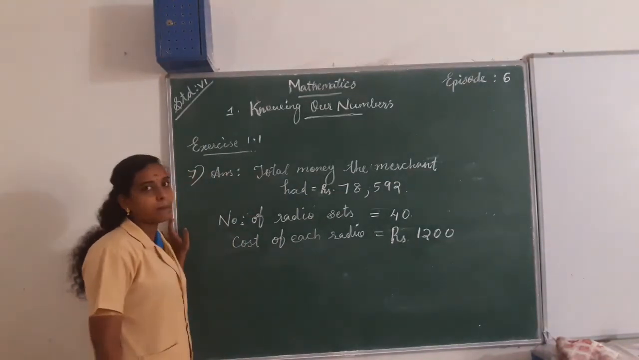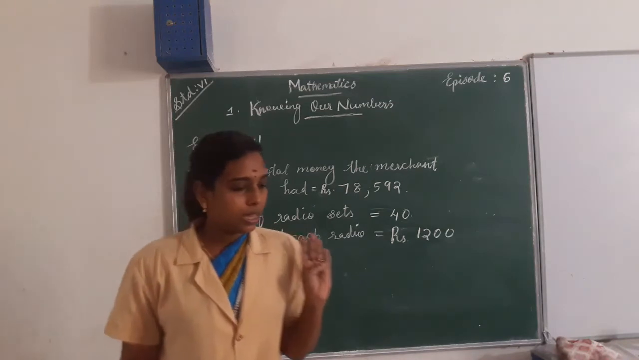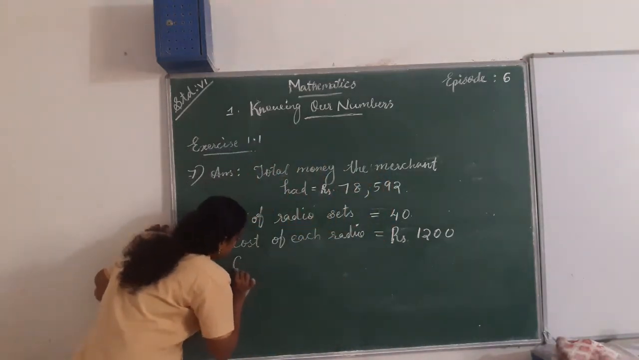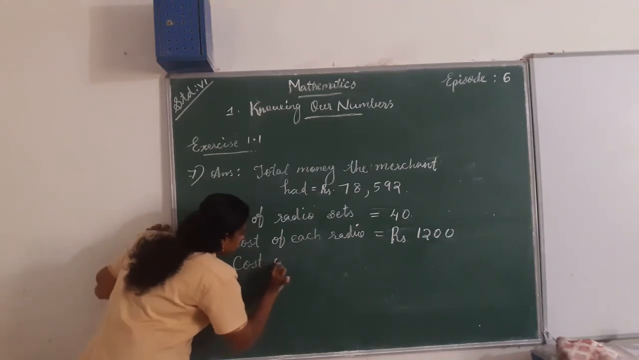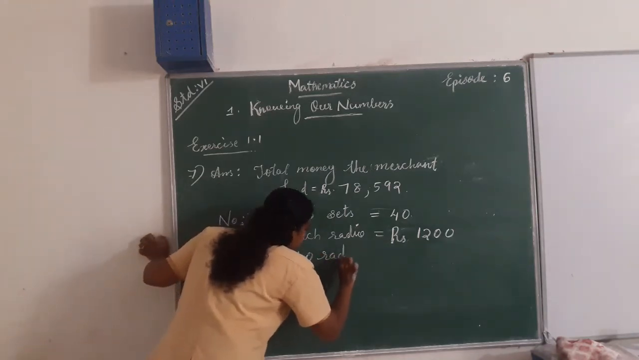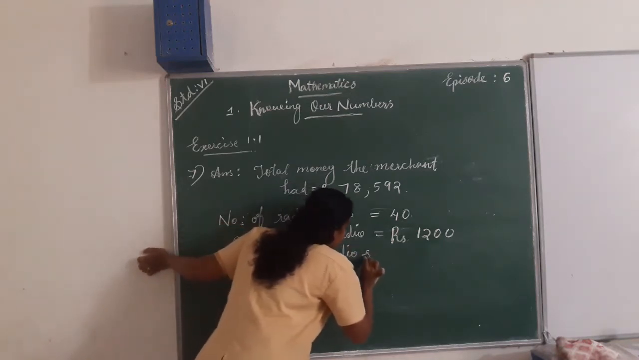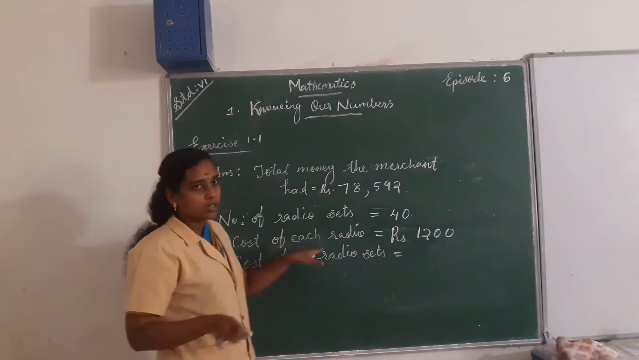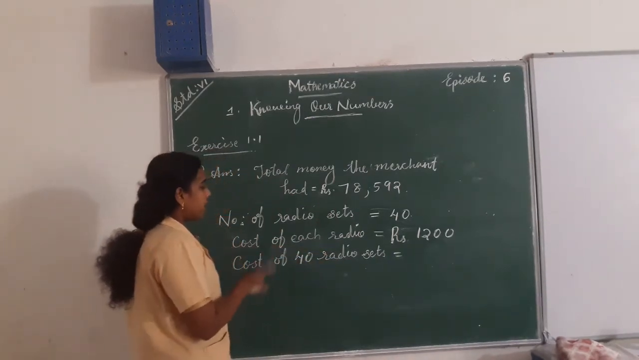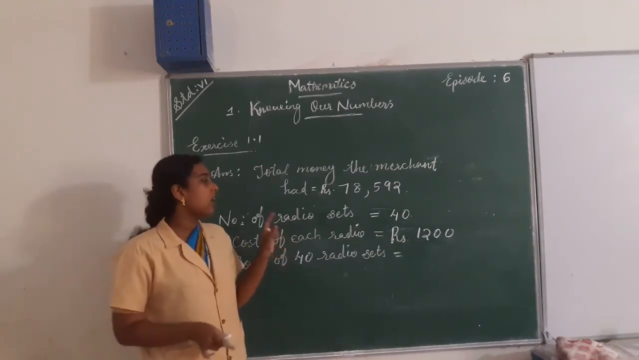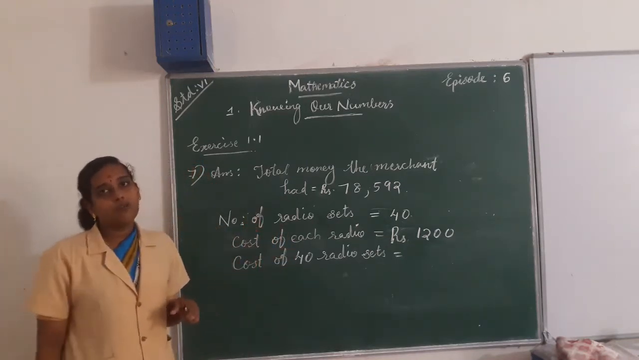And our next step is cost of 40 radio sets. Here is given only the cost of one radio, and we can find the cost of 40 radios. We multiply the number of radios into the cost of one radio.